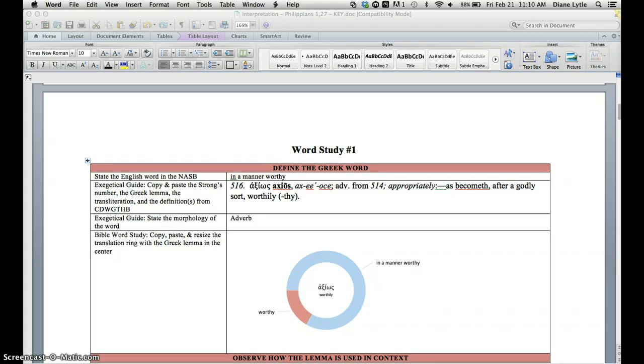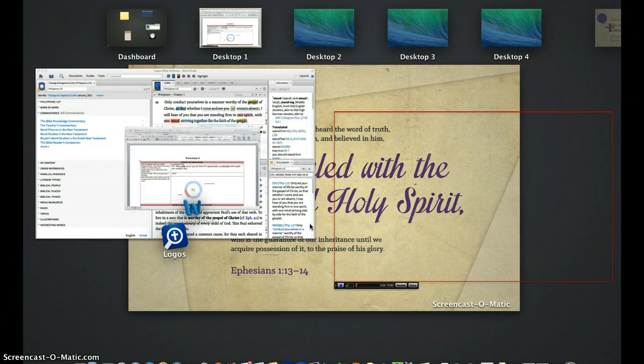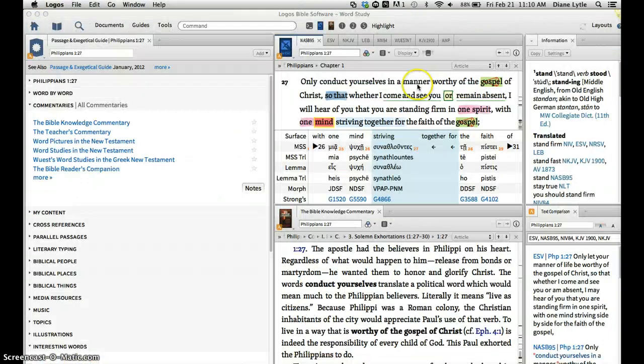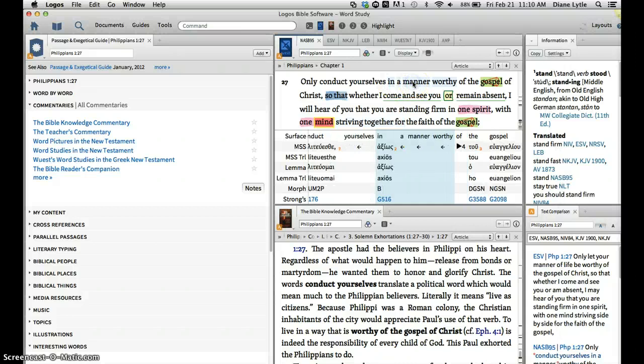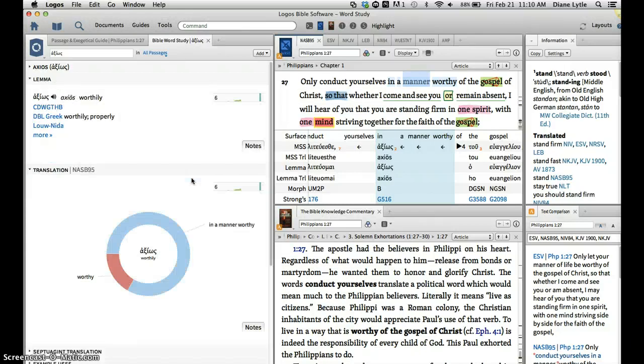The first one is to make sure that your translation ring is the one that is set for all passages. Let me go over to Logos and show you that. Okay, we're going to look at the word worthy. So you're going to click on "in a manner worthy" and then right click. Here's the lemma. Click on Bible Word Study and up comes your translation ring. Notice that this is set on all passages. That's important, that's the translation ring that you copy.